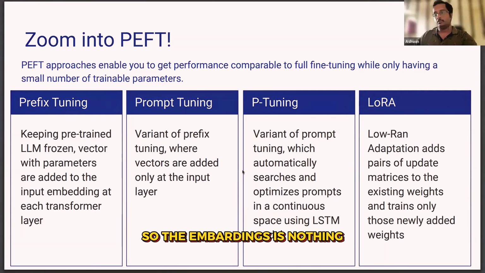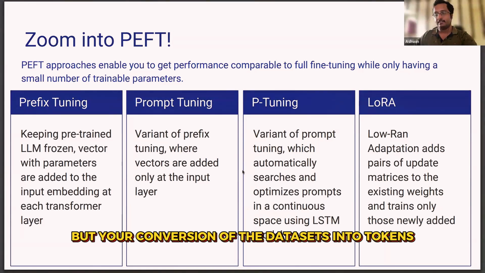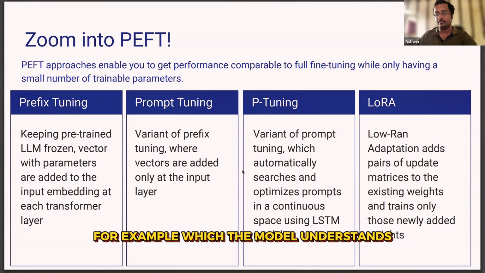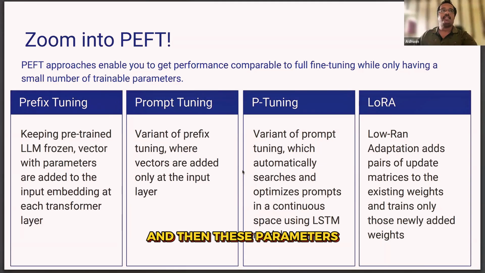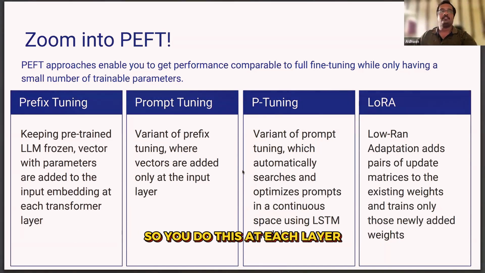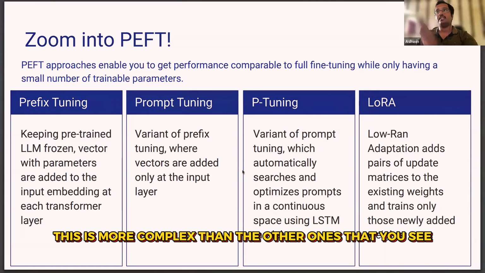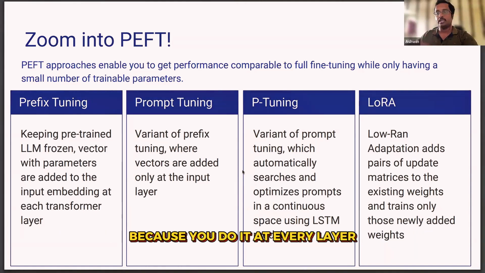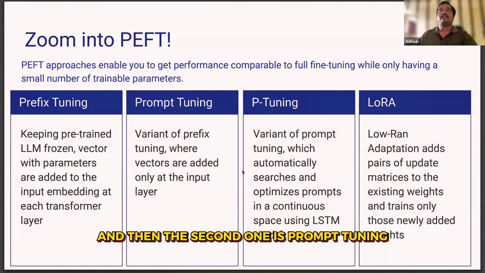The embeddings are nothing but the conversion of the data sets into tokens, for example, which the model understands. And then these parameters are added to multiple transformation layers, however many layers the model has. So you do this at each layer. So this is prefix tuning. And this is more complex than the other ones that you see on the right, because you do it at every layer. And then the second one is prompt tuning.